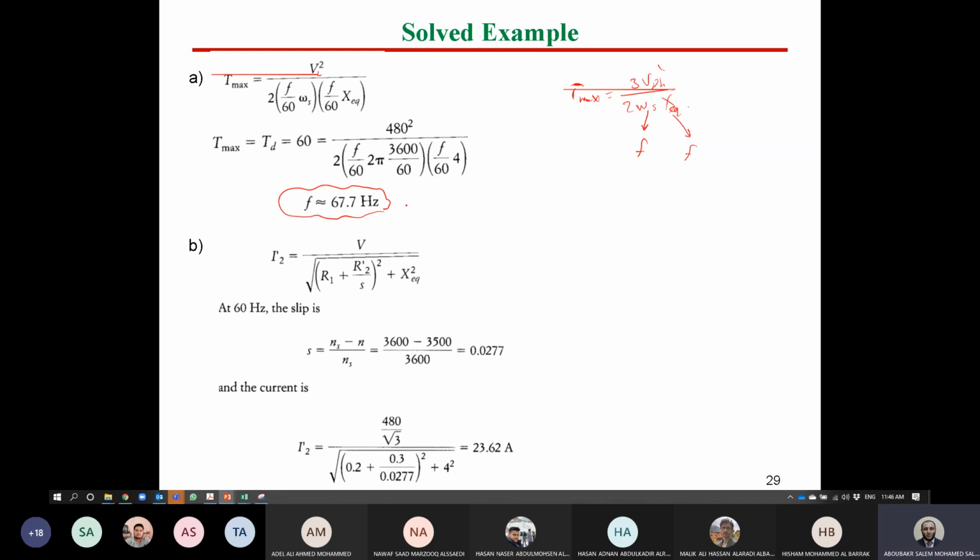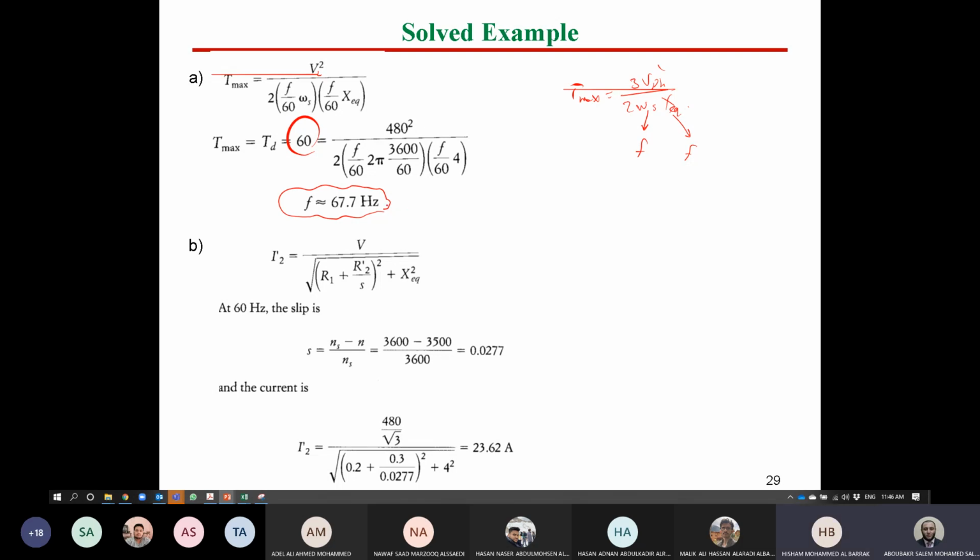The question now: if the value of load torque is changed to another value, will the frequency change or not? Sorry, doctor, again the question? Now we calculated this frequency according to our loading condition, which is 60 Newton meters. If now the load became 50 Newton meters, will the critical frequency be the same, or will it be different?